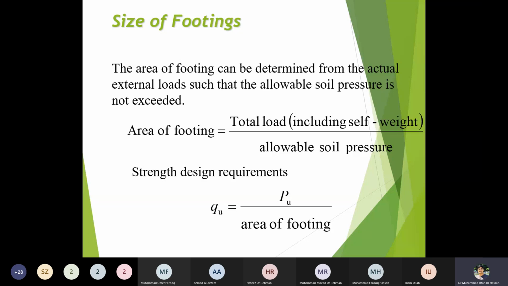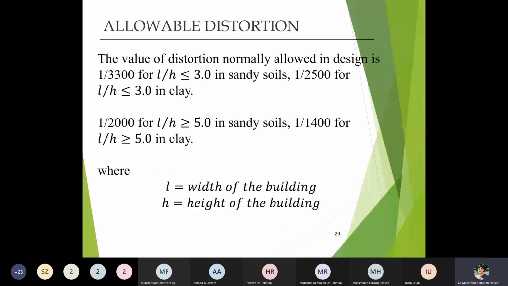And when you go for the structural design, you will make the factored load. So the factored load divided by the provided area of the footing will be computed, and you will design the footing steel for the factored loading. You will compute the area for the service loading.